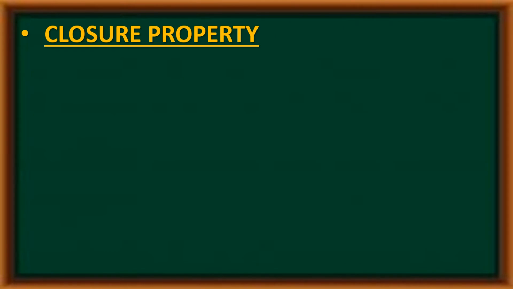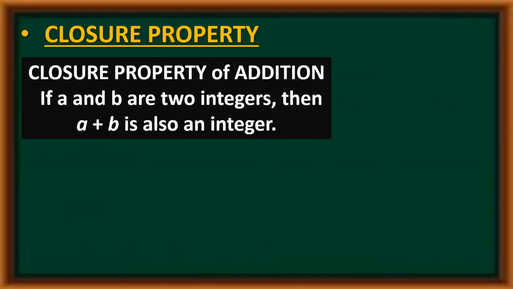The first property is the closure property. Under closure property, meron tayong closure property of addition, then the other one is the closure property of multiplication. Dito muna tayo kay addition. If A and B are two integers, then A plus B is also an integer. So, ibig sabihin, if nag-add tayo ng dalawang integers, ang sagot ay isa ring integer.